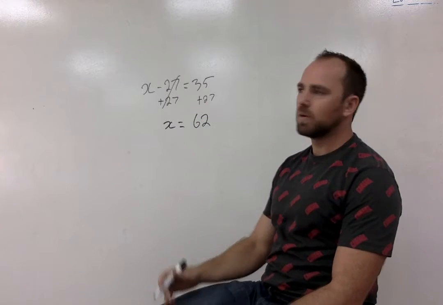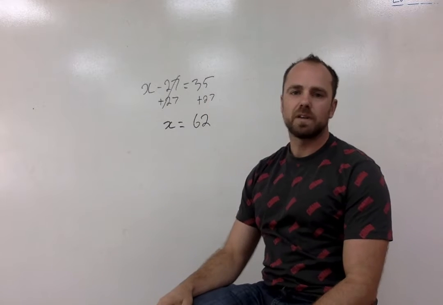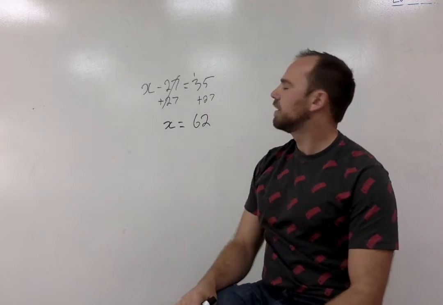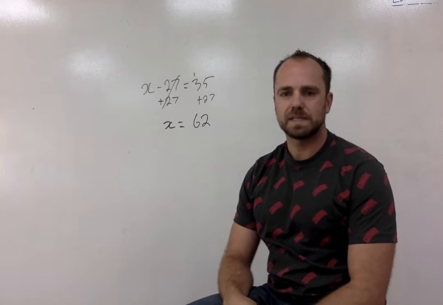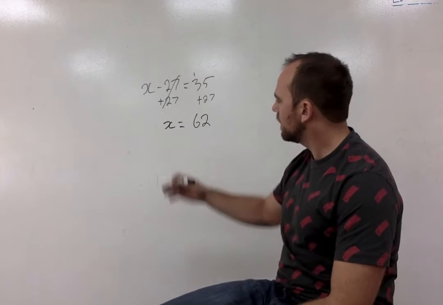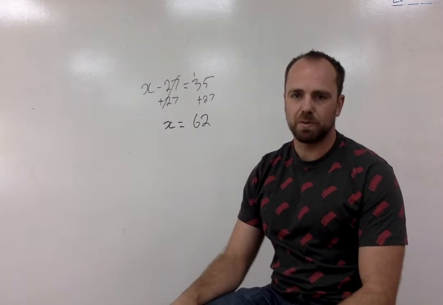Okay, 5 plus 7 is 12. I carry my 1. 1 plus 3 plus 2 is 6. So my answer there is 62. Okay, I'm using the opposite operations.